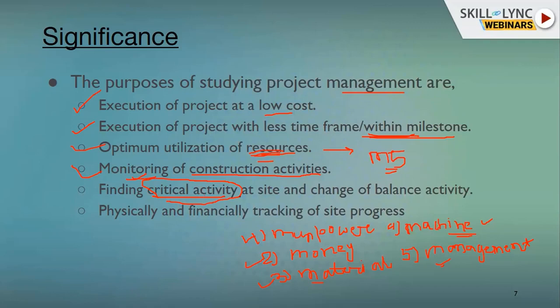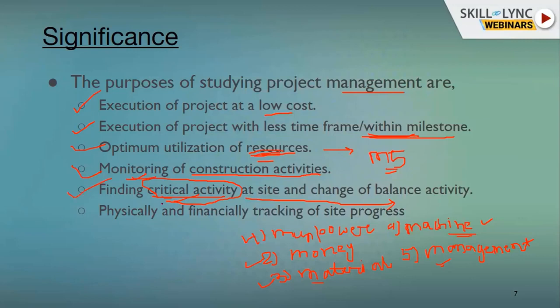So what we need to do is change this activity into a balance activity, so that the whole project is not delayed and its duration is not increased because of this critical activity. I will describe this critical activity with some good examples as we go forward, and I will describe it to you more and more in this webinar.